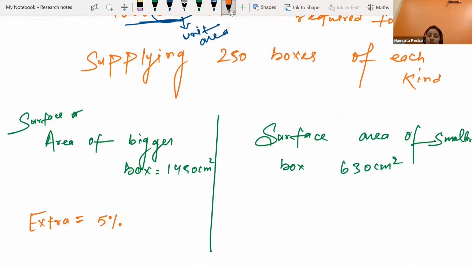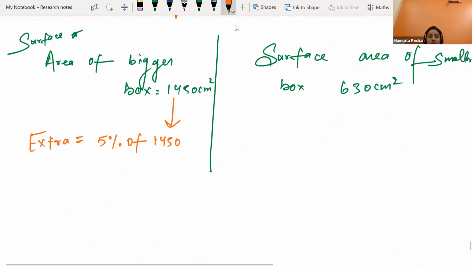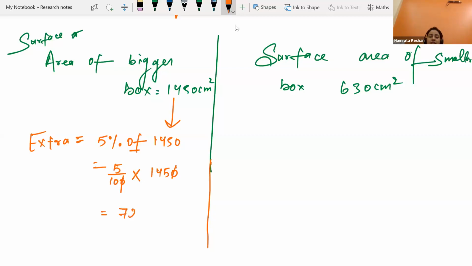5% of the total surface area, right? That much extra area we need. That means 5 by 100 in mathematics. "Of" means multiplication, 5 by 100 into 1450. Is it making sense to all of you? Yes, ma'am. Okay, please find it: 72.5 centimeter square. This much extra area we need.